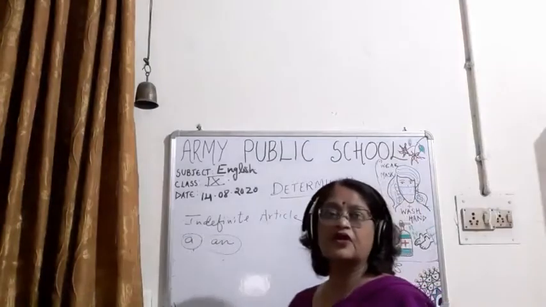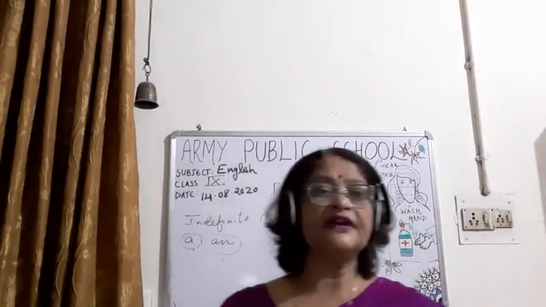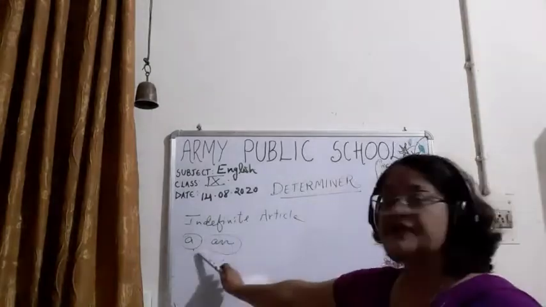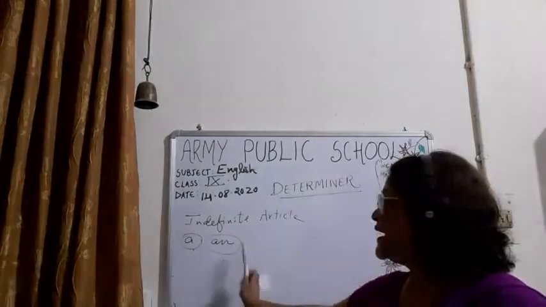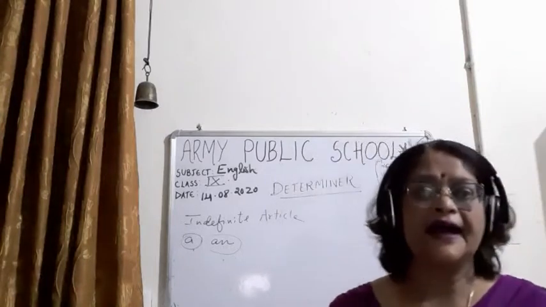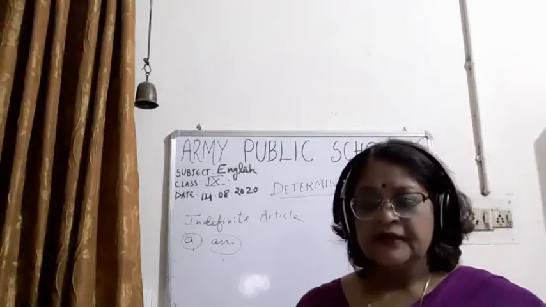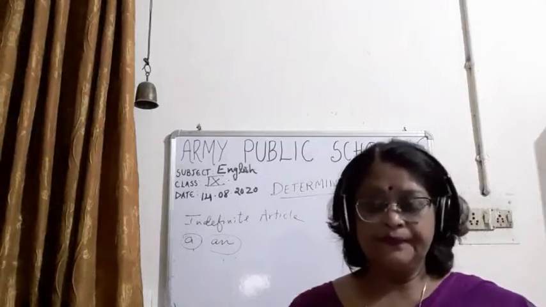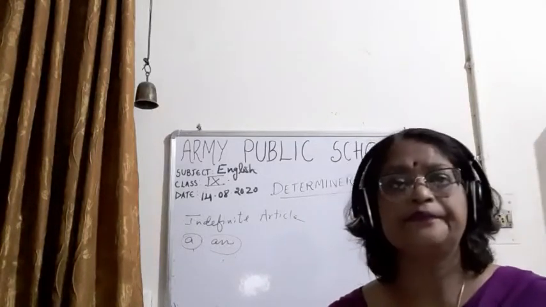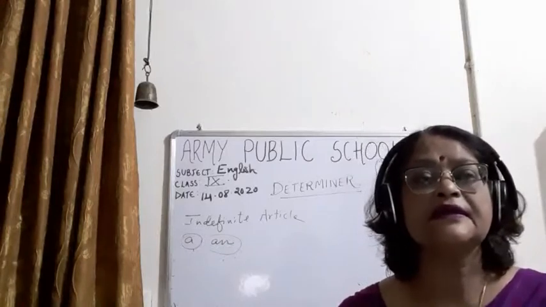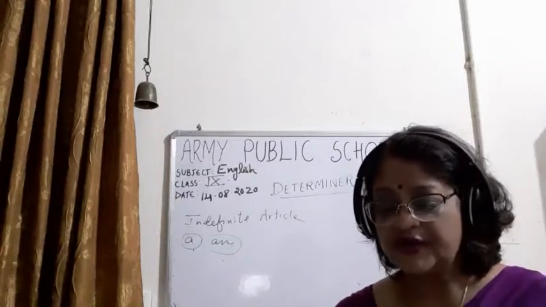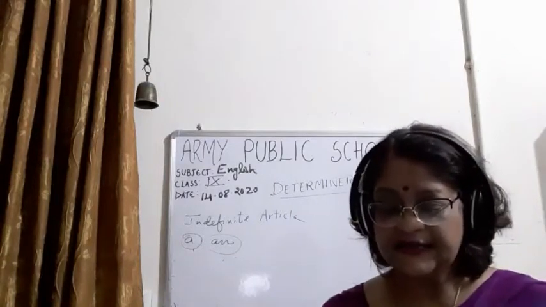So children, I will be teaching you the indefinite article. What is in this indefinite article? You can see on the board, one is a and the other is an. Now students, a and an is not a new word. You have already studied about a and an.